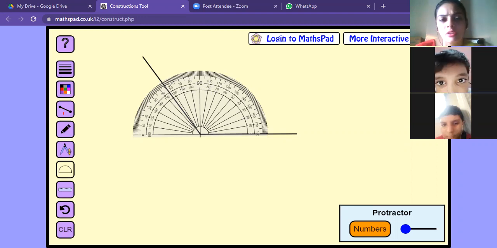Teacher, 120. Can you see? 125 degrees. The line is one mark before, right? It is not completely on the 125. So here you can say it is 124 degrees.